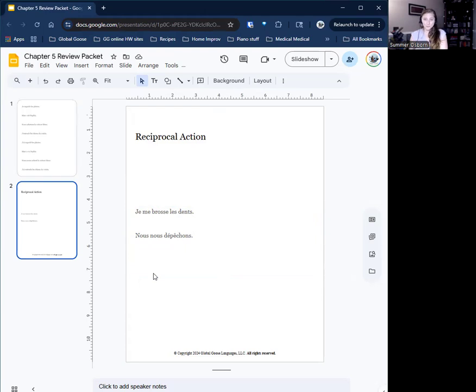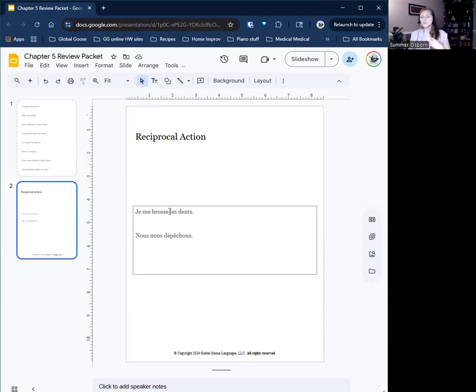But in a reciprocal action sentence, even though the grammar is going to be just like reflexive verbs, it's going to be things like we're looking at each other, we're talking to each other, we are giving each other advice, we are saying hello to each other. It's basically where in English you would say each other. We're going to use this type of structure in French to relay that same idea. We're not going to use the words each other in our sentences.